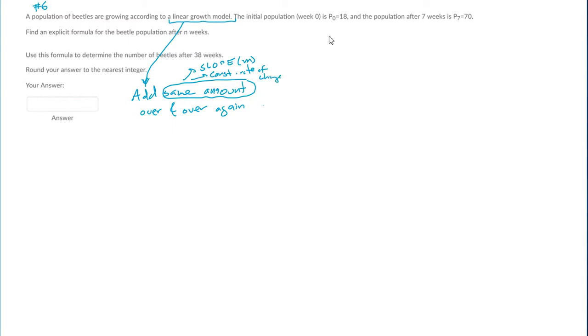Okay, so they're giving us the initial population. That's easy, right? So at time 0, so when n is 0, my population is 18. Now, they don't tell me the population at time 1, but I know because it's a linear growth model that I get to the population at time 1 by adding a copy of that slope amount or constant rate of change.